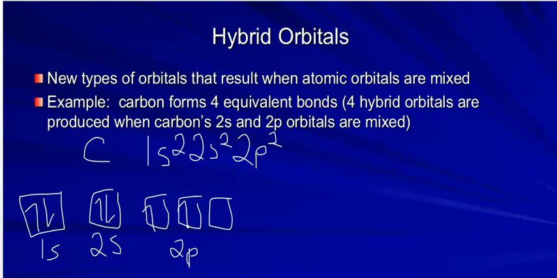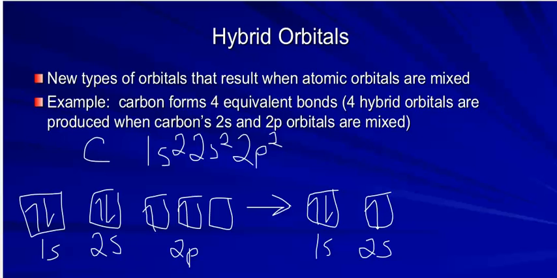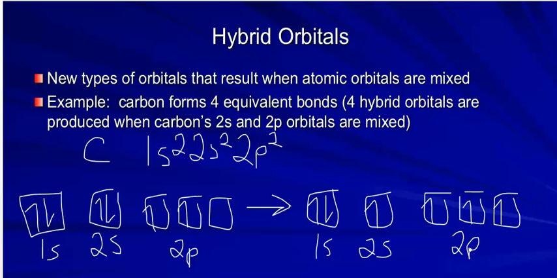Well, what happens is, instead of this being the configuration for carbon, the 1s stays the same, but the 2s, one of its electrons, is going to move to the 2p. So now my 2p has 3 electrons. And this allows carbon to form hybrid orbitals.